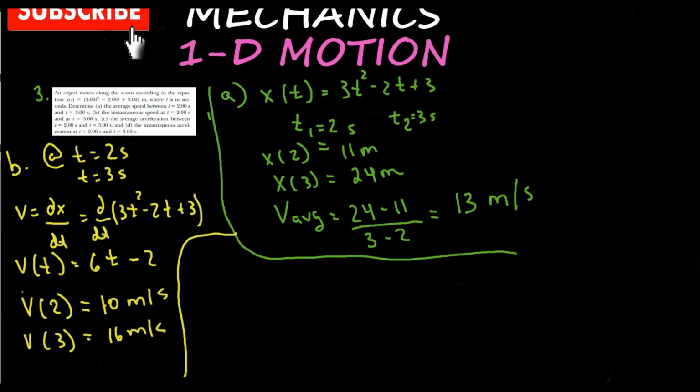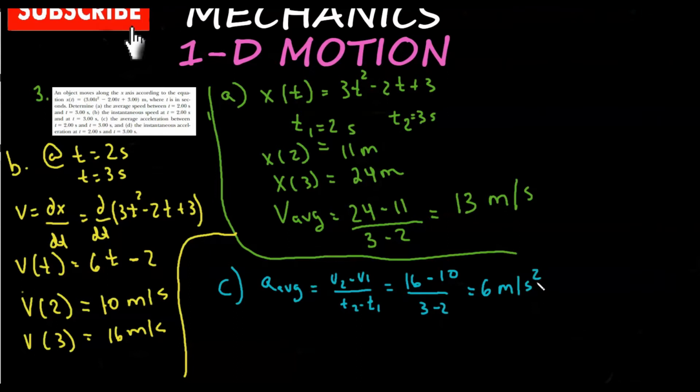Now let's move on to part C. Average acceleration between t2 and t3. So average acceleration, we did it in the last problem, is just the change in velocity over the change in time. v2 minus v1 over t2 minus t1. So we use this information here because we know the velocities at these moments of time. So we'll get 16 minus 10, and our change in time 3 minus 2. So solving this, we get 6 meters per second squared.